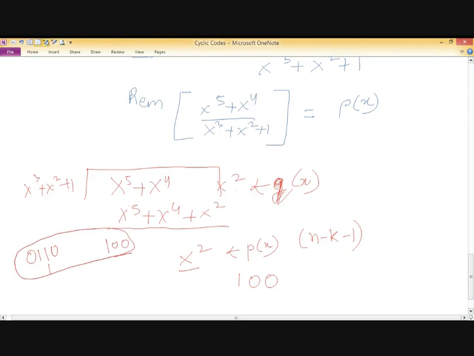So can we get this by multiplying q(x) into g(x)? Just multiply it. I will be getting x to the power of 5 plus x to the power of 4 plus x square. So x to the power of 5, that means 0 1 1 0, then 3 is missing, x square is available, x and x to the power of 0 are missing. So I can get my code word either by multiplying q(x) with g(x), or by getting the parity and then adding it.